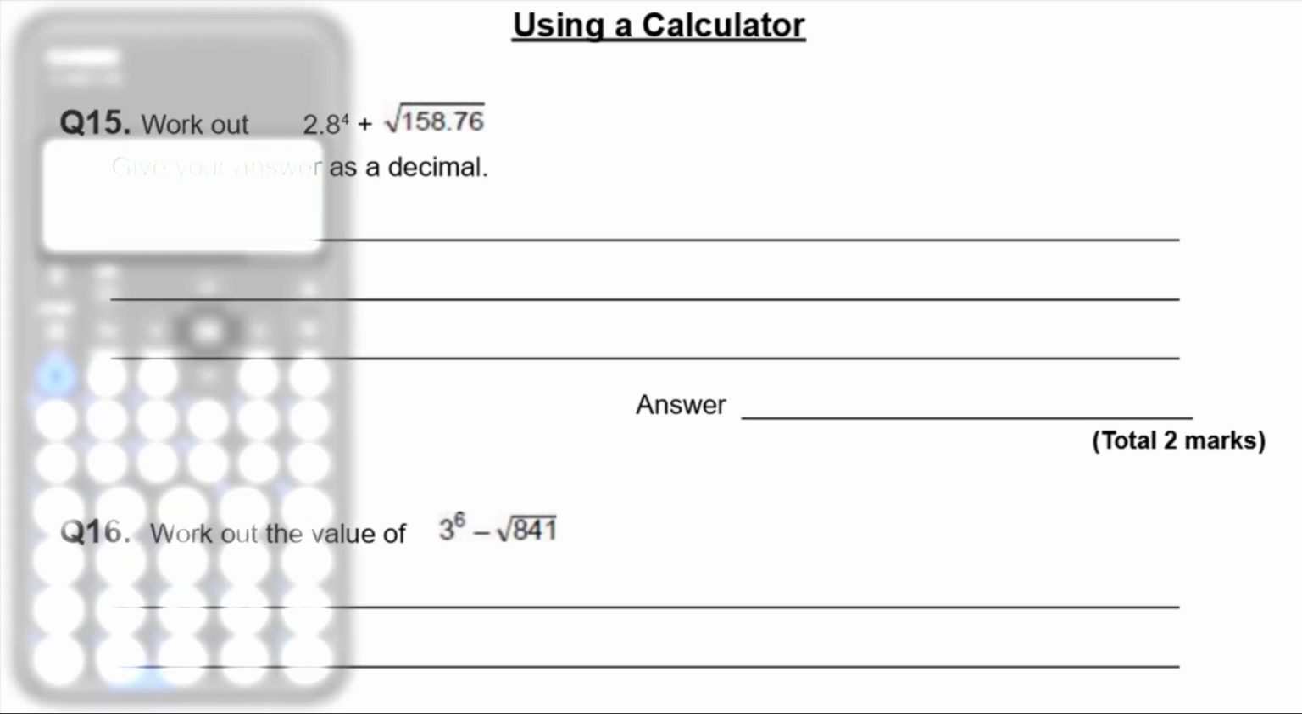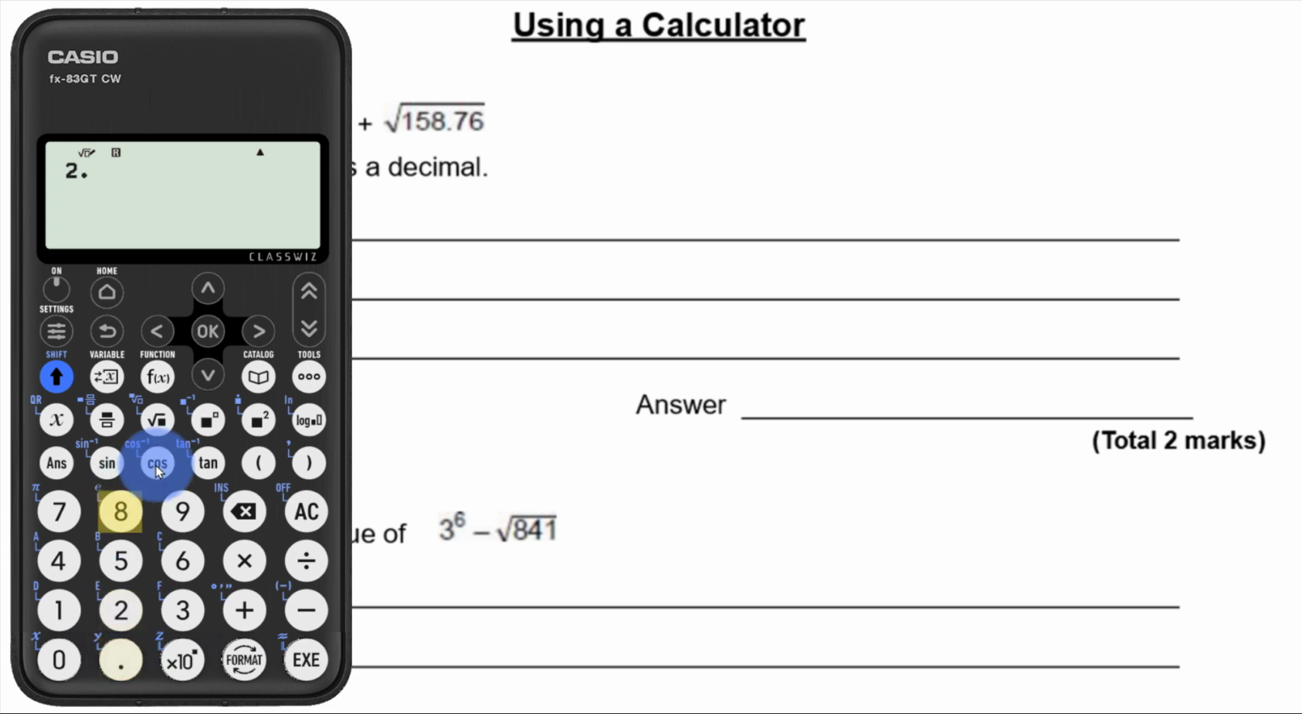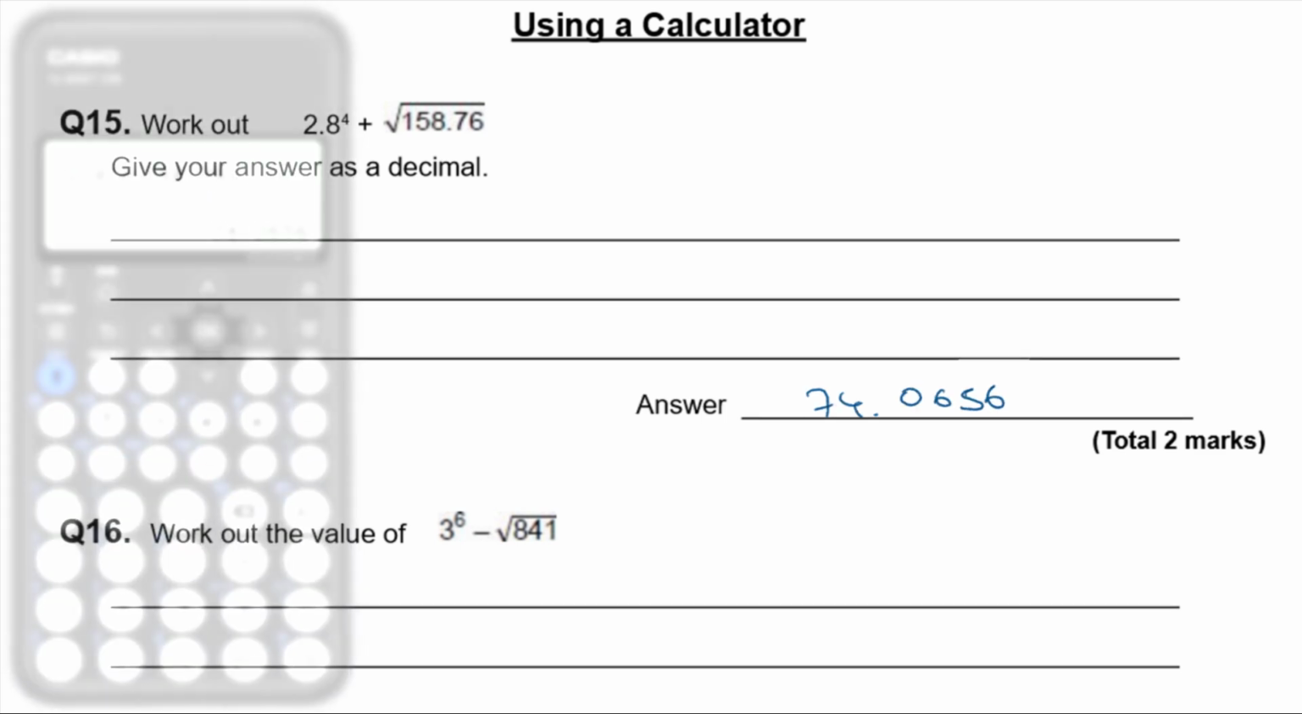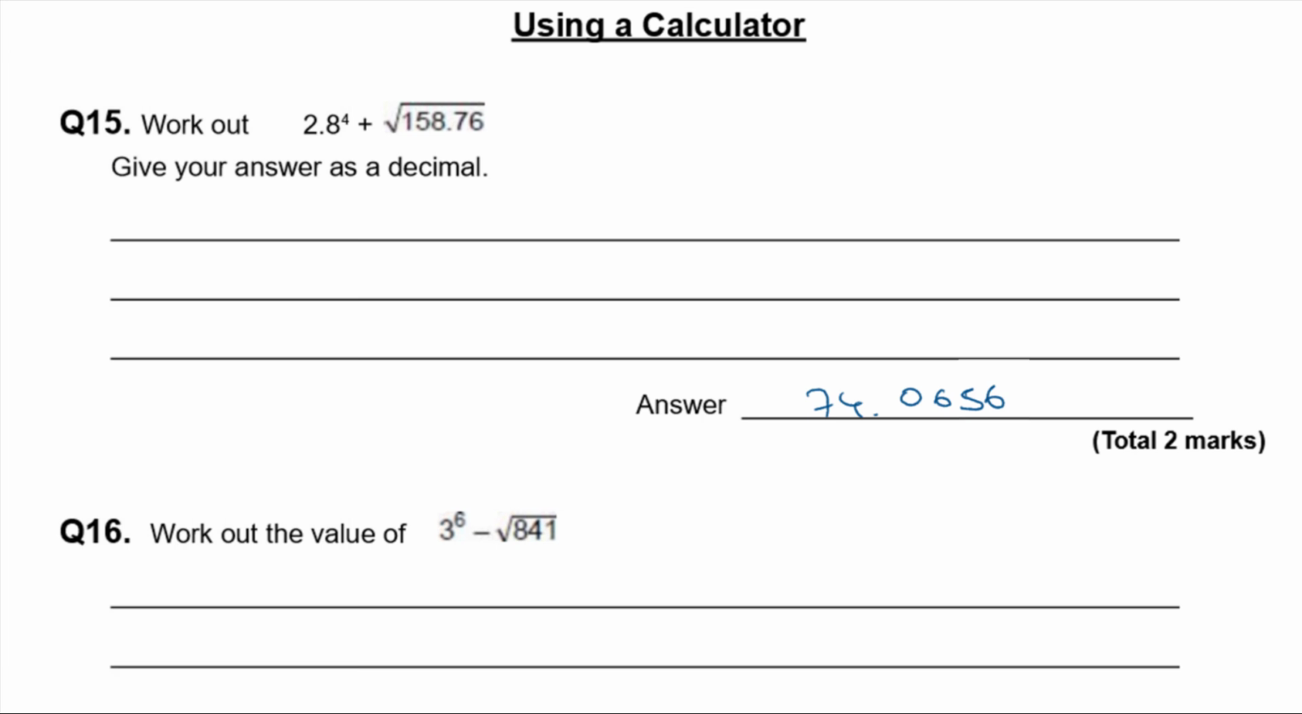You'll notice that when I do, the cursor goes from small to big. And then I'm going to add on the next part. So plus, and then I'm going to press the root key, and then everything else needs to go under that square root. So 158.76. Now, if you typed it incorrectly, it should just look like it does on the page. Mine does, so I'm happy with that. I'm going to press equals, and then write that as a decimal. That's 74.0656. Okay.